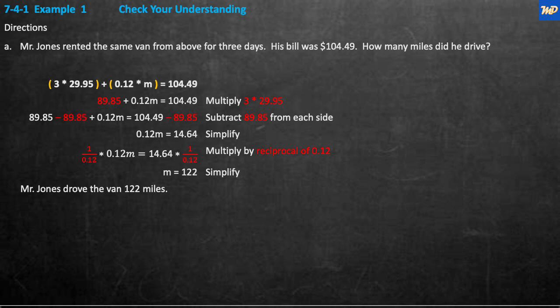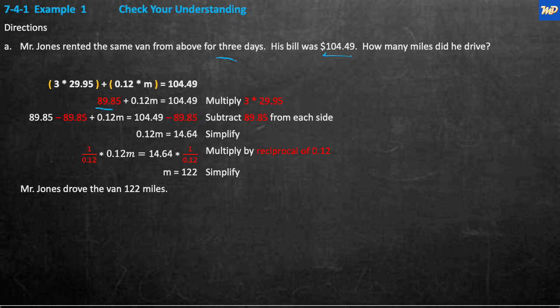Okay, so under check our understanding for example 1, it's the same problem that Mrs. Smith had, except Mr. Jones is going to rent the same van now for 3 days. So it's a 3-day rental, and his bill was $104.49, and we know from the above problem that it was 0.12 per mile. So we're going to plug in the information. This time we have 3 times $29.95, and we get $89.85. These numbers are staying the same, 0.12m, except this is $104.49.